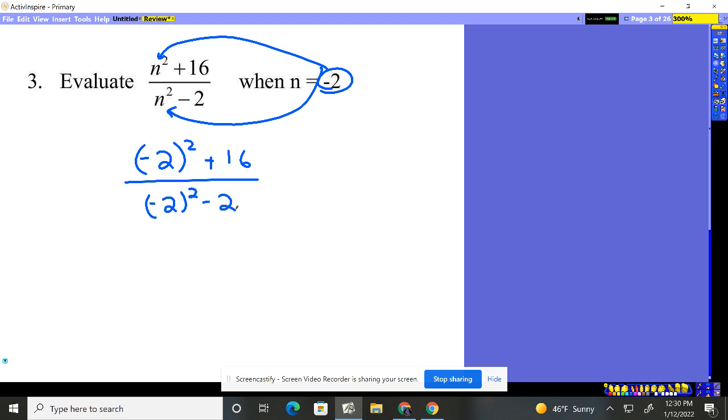All right, what is -2 squared? -2 times -2 is +4. So we have +4 plus 16. On the bottom, a -2 squared. Well, again, -2 times -2 is +4 minus 2. So what do we get? Up top, 20. In the bottom, 4 minus 2 is 2. And 20 divided by 2 is 10.